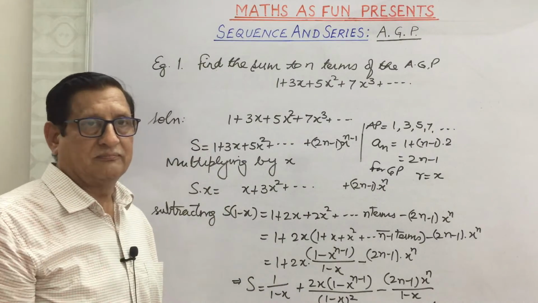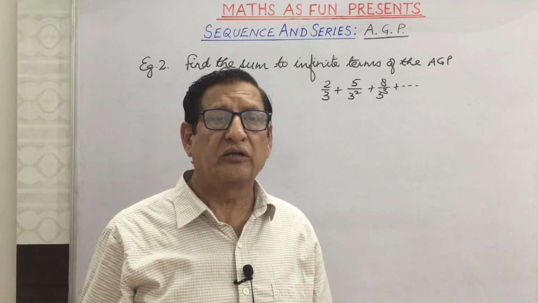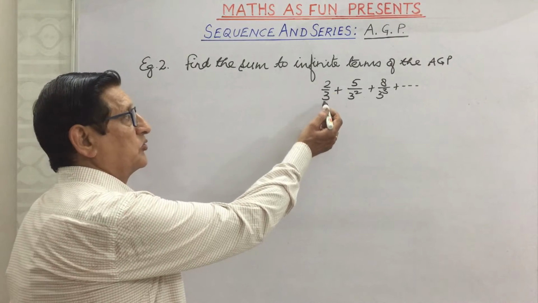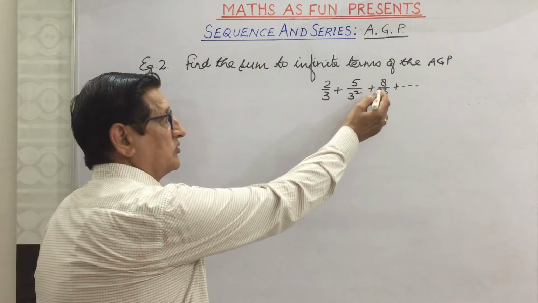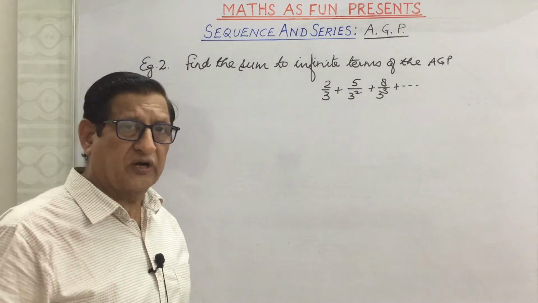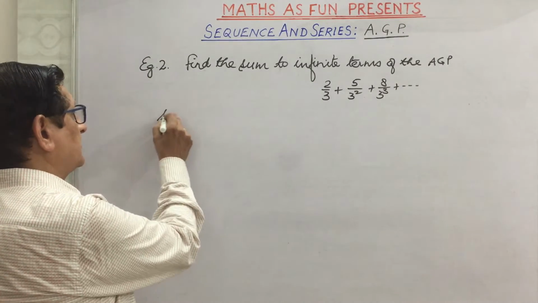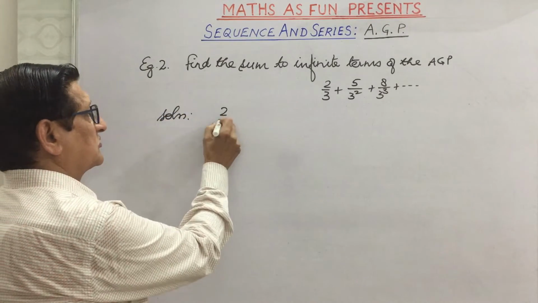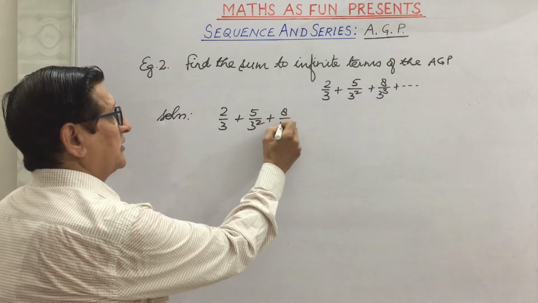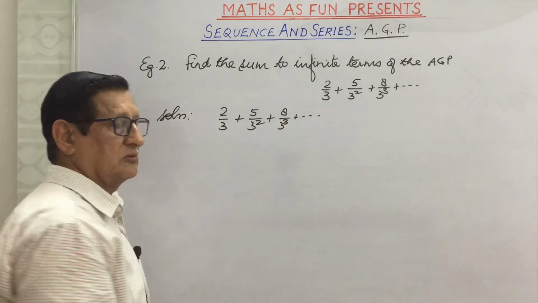And now an example on finding the sum to infinite terms of an AGP, and that is here 2 upon 3 plus 5 upon 3 square plus 8 upon 3 cube and so on. To find its solution, we write the AGP first, that is 2 upon 3 plus 5 upon 3 square plus 8 upon 3 cube and so on.